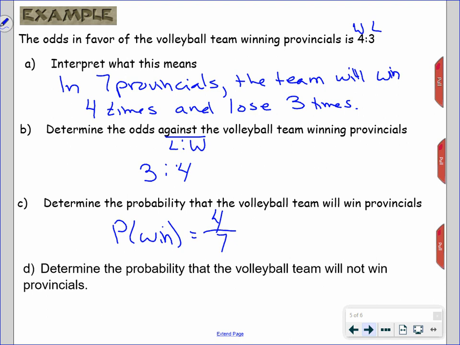Determine the probability that the volleyball team will not win provincials. So that means how many times will they lose? So they will lose 3 times out of a total of 7 provincials.